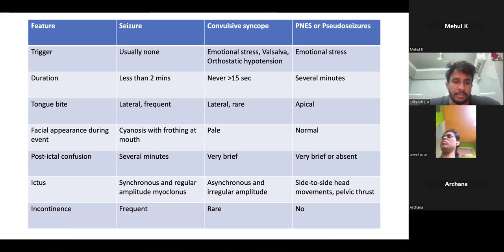And incontinence, especially fecal incontinence and urinary incontinence, is more common in seizures than convulsive syncopes, and it's usually absent in pseudo seizures. One of the typical features of a pseudo seizure is that they won't really cause harm to themselves, especially in the face. You won't see any damage to the face when they are having a pseudo seizure, whereas when a patient is having a seizure or a syncope, they might have injuries to the face. So that is one of the typical features of seizure and pseudo seizures.